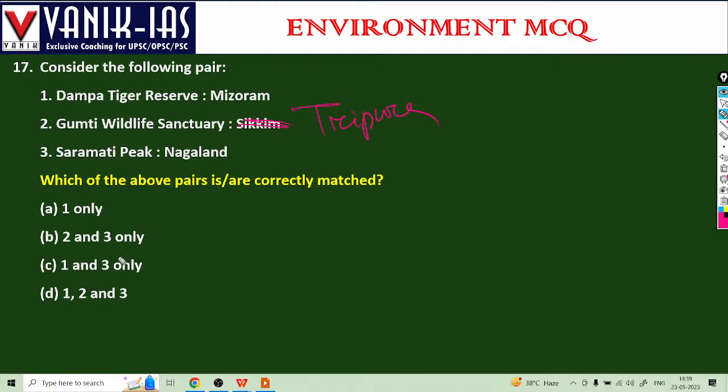So, Dampa is in Mizoram, this is right. Saramati peak is in Nagaland. So, options 1 and 3 are right, so C is the answer.